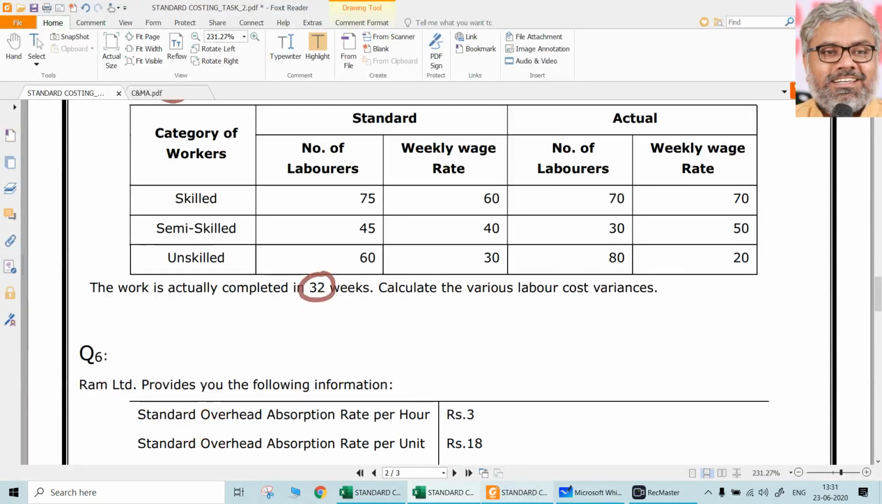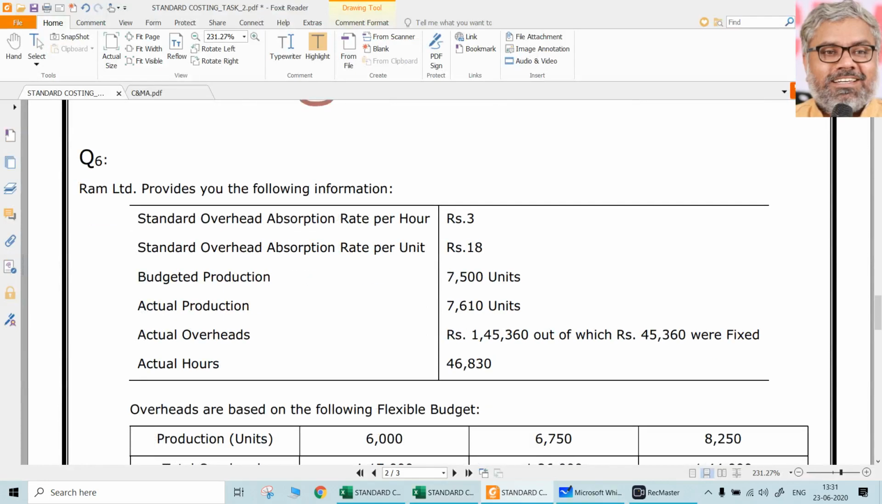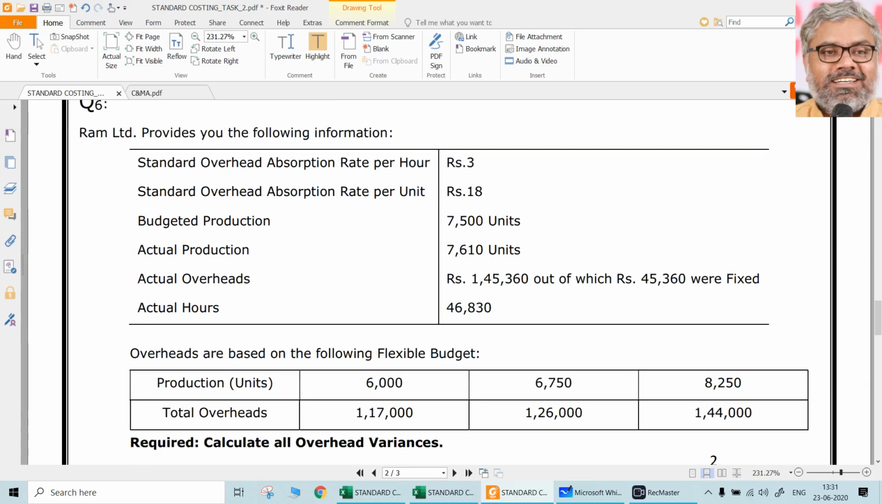Then question number 6 also, there were some doubts. Here it is clearly given that the standard overhead absorption rate per hour is 3 rupees. So per hour, the standard overhead absorption rate is 3 rupees. Standard overhead absorption rate per unit is 18 rupees. So we have to understand that means for each unit, how many hours it will take? If it has to be 18 rupees per unit and 3 rupees per hour, each unit takes how many hours as per the standard? 6 hours. That is to be first of all identified from the information itself.